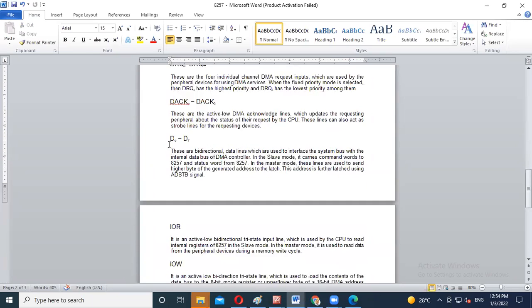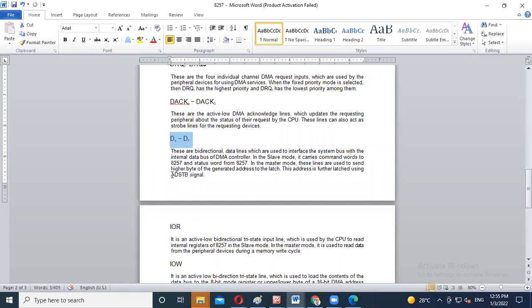What is the purpose? It is a data bus, which is bidirectional, and it acts as a master and a slave. In the slave mode, it can connect to many peripheral devices and carries the command words of the 8257. The status of this word is master. So the 8257 acts as a master while sending data or information from one to many, that is, master to slave conditions. That is going to be used here.